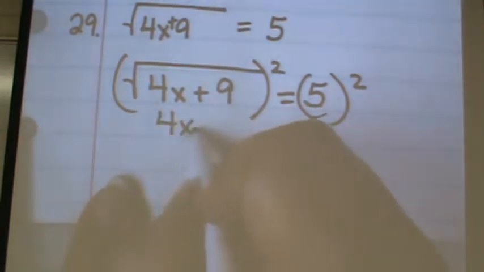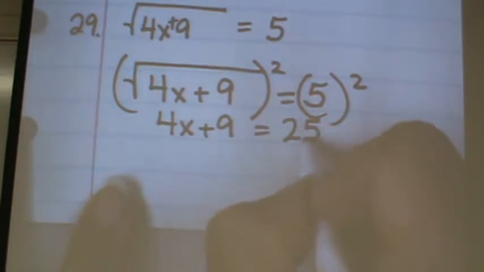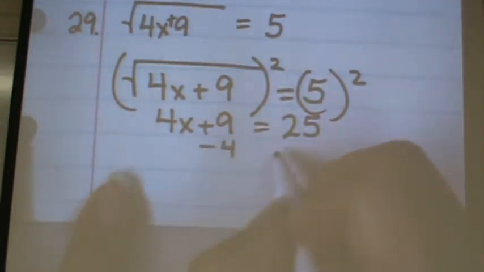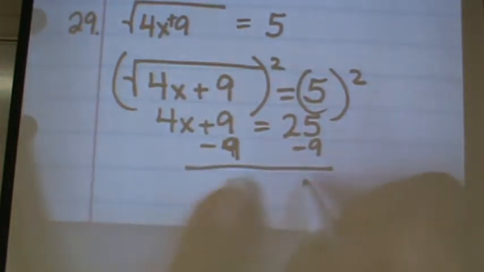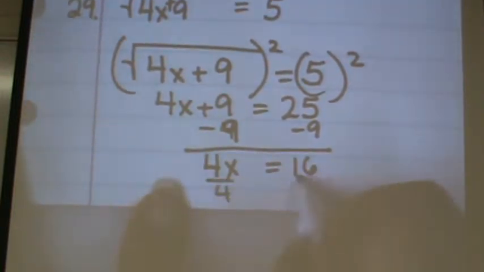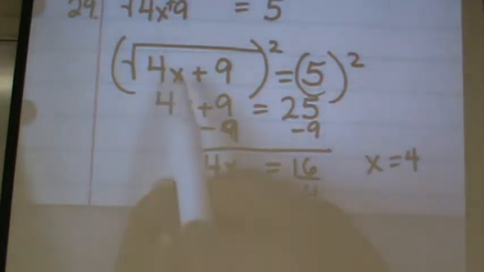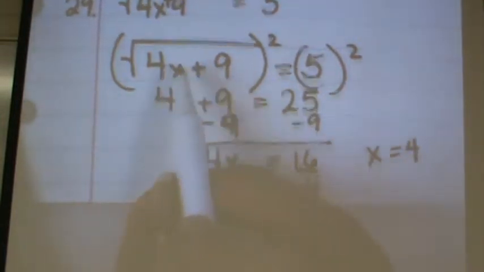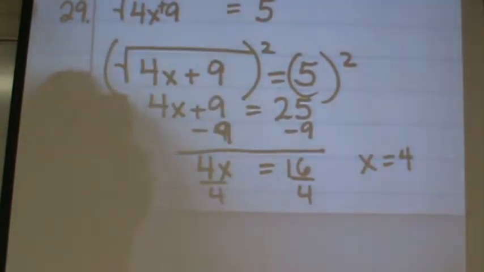You get 4x plus 9. 5 squared is 25, not 10. Now we're going to subtract 9, and you get 16 here. And divide by 4, and x is 4. And you can check that. If you plugged 4 into the original problem, 4 times 4 is 16, plus 9 is 25, square root of 25 is 5. So that's 29.